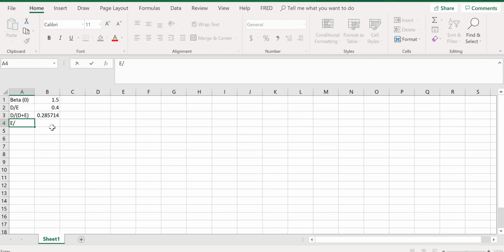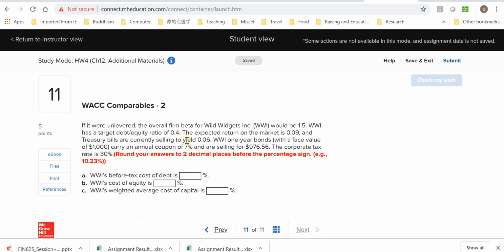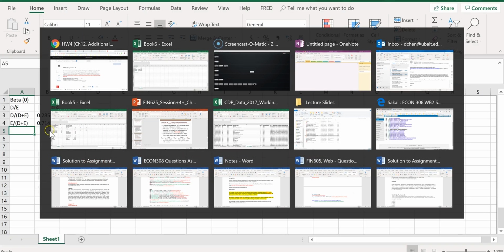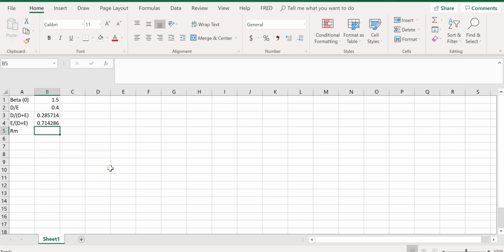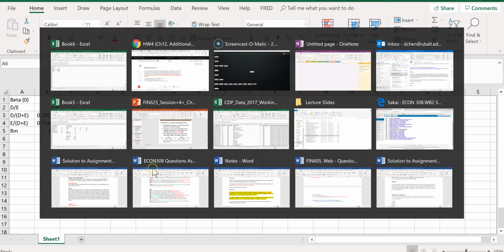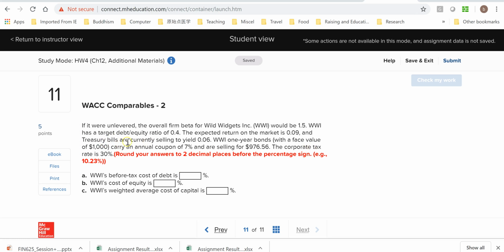So we can just plug that into the calculation here to figure out D over D plus E. Once we know the D over D plus E, we can also figure out E over D plus E. And that's simply 1 minus this. Debt value ratio, hence equity value ratio is 1 minus the debt value ratio. And then continue. The expected return on the market is 0.09. So RM is 0.09.